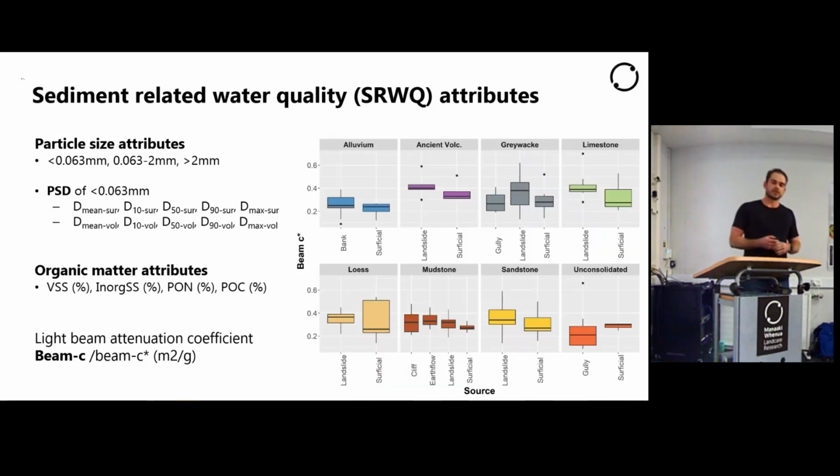We can begin to look at some of these different attributes, particularly beam C, across different parent material and erosion processes, and you start to see variation in the landscape based on these different erosion processes of how this attribute varies across the landscape and how it may influence things like visual clarity.